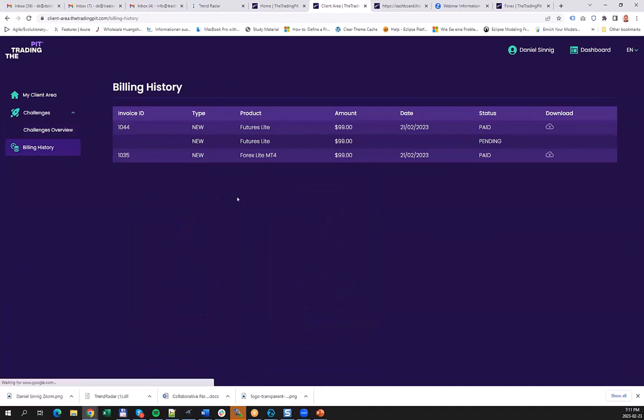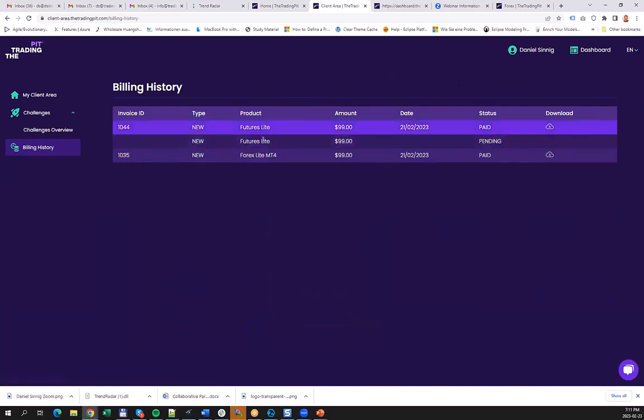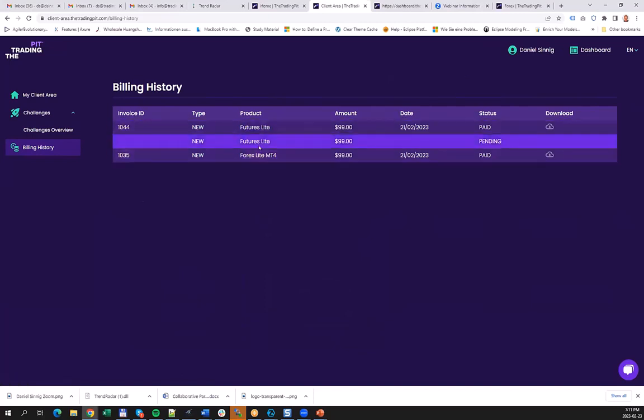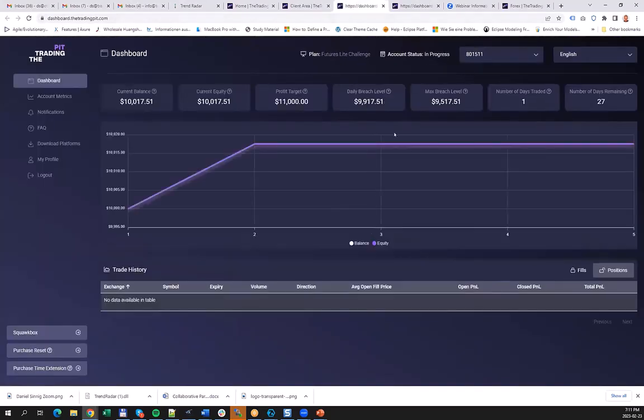But you also have access to what's called a dashboard. And in the dashboard, you can see your progress towards each of the challenges. And the cool thing is, you can actually run multiple challenges at the same time if you decide to do so. So once I click on dashboard, my dashboard will open up.